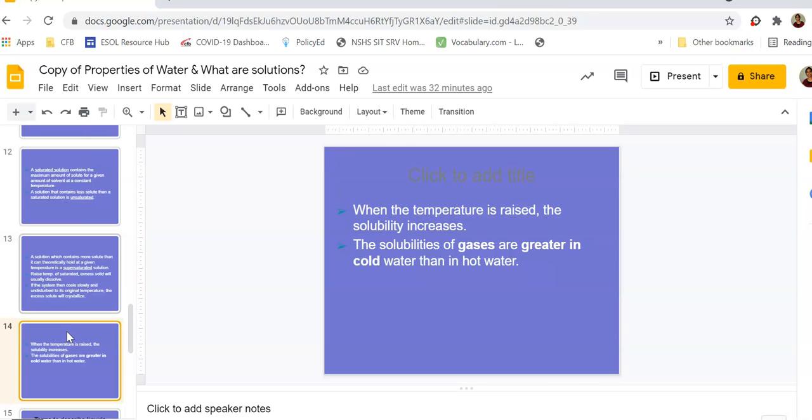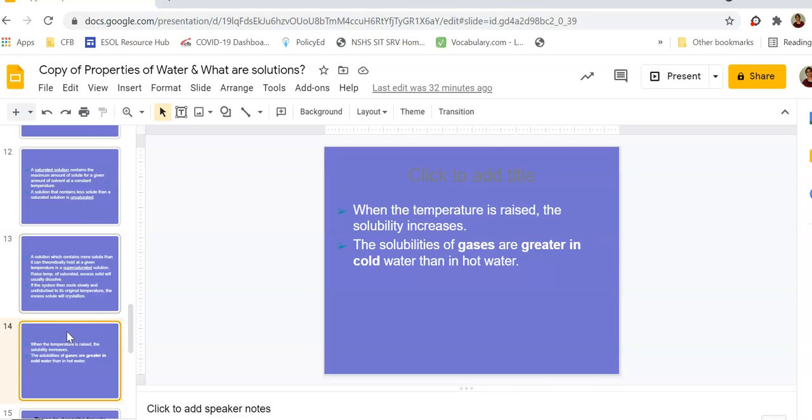And then key things to remember: in a solid solute, as the temperature is raised, solubility increases. But in a gaseous solute, as you raise temperature, the solubility actually decreases. So the solubility of gases is actually greater in cold water than in hot water. That's why if you heat up your soda or leave your soda in the sun for a long time, all the gas in there will disappear.